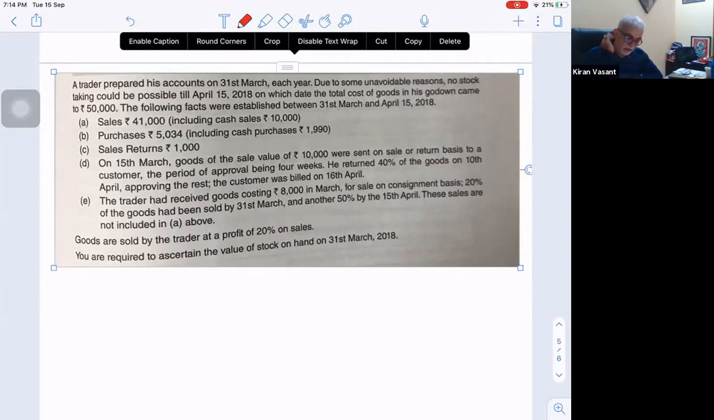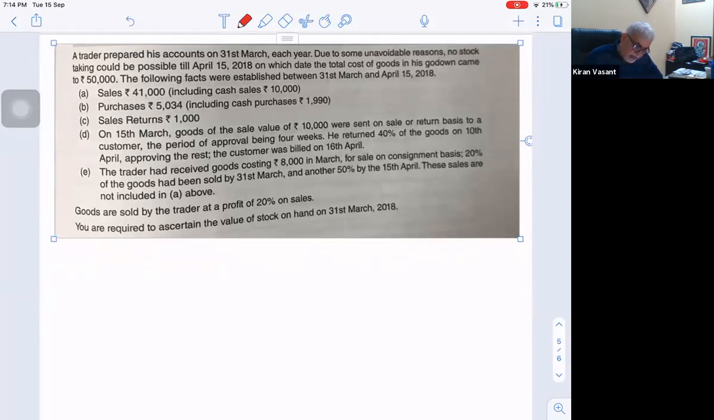Okay, one by one. Now, I'll first do a rough working as I explained. Then you can change it into a full form by yourselves. You will do it. What is the question that you want? You want to know what is the closing stock on 31st March 2018. But what is the stock known to you? April 15th. Okay. So, memorandum.